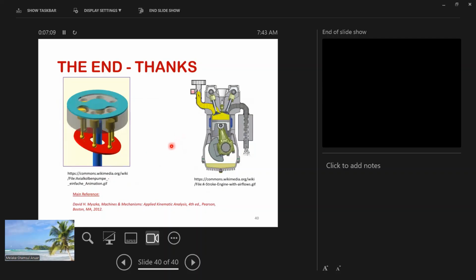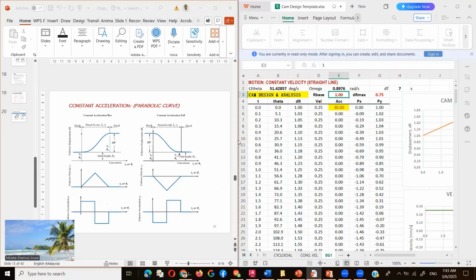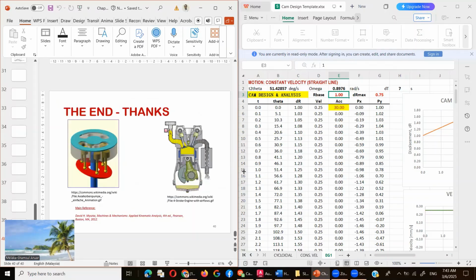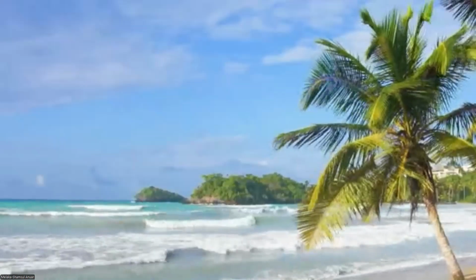That's about it. Maybe, inshallah, I'll see you in the class and we can talk about all this work again. And yes, try to do the homework. That will also include a question on cam design, and try to construct the displacement diagram as well as the cam profile.